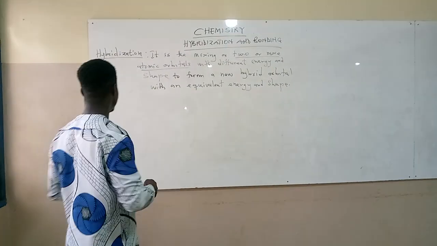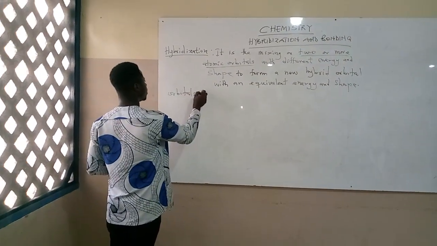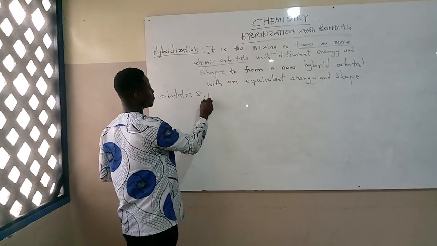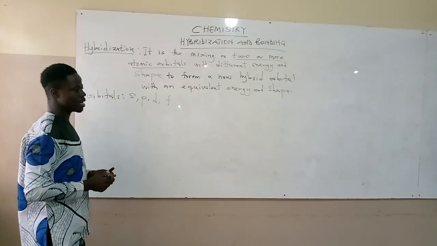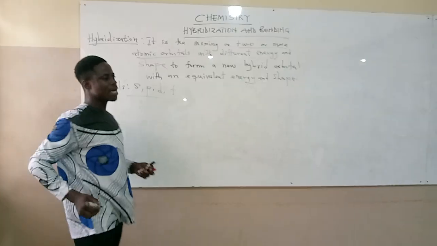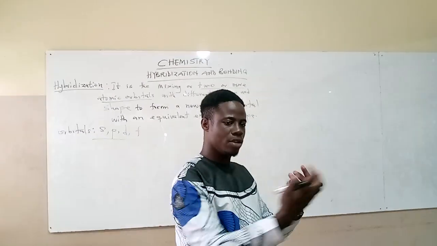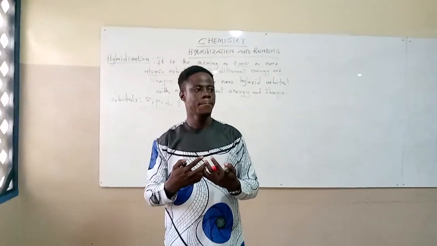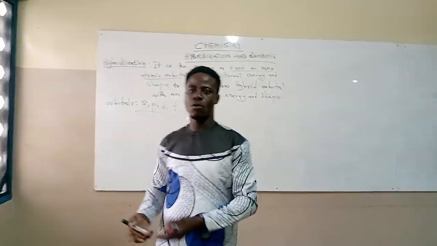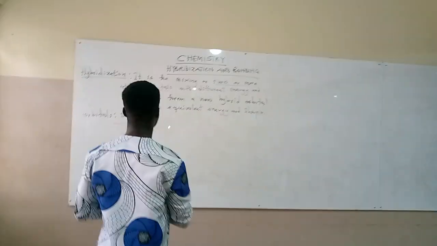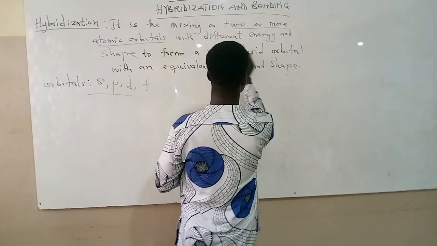So when you pick the orbitals, we have the s orbital, the p orbital, the d orbital, and the f orbital. These are the main orbitals we are going to mix. In hybridization, when you pick any of these orbitals and mix them, they come out with new shapes. The new shape formed is what we term hybridization, or the hybrid orbital.